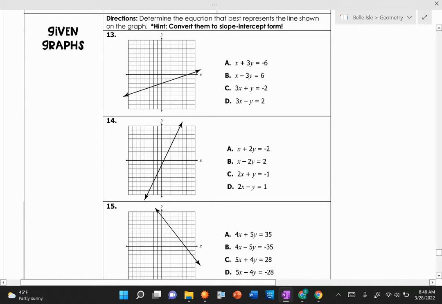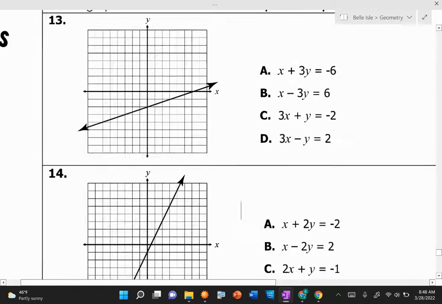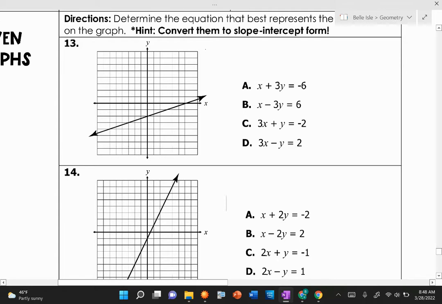Given the graphs, determine the equation that best represents the line shown on the graph. We need to convert these answers to slope-intercept form to find out which one matches the line. First I'm going to identify my y-intercept and my slope. It looks like I can use this point and this point. So it's going to be 1/3. My y-intercept is going to be -2.